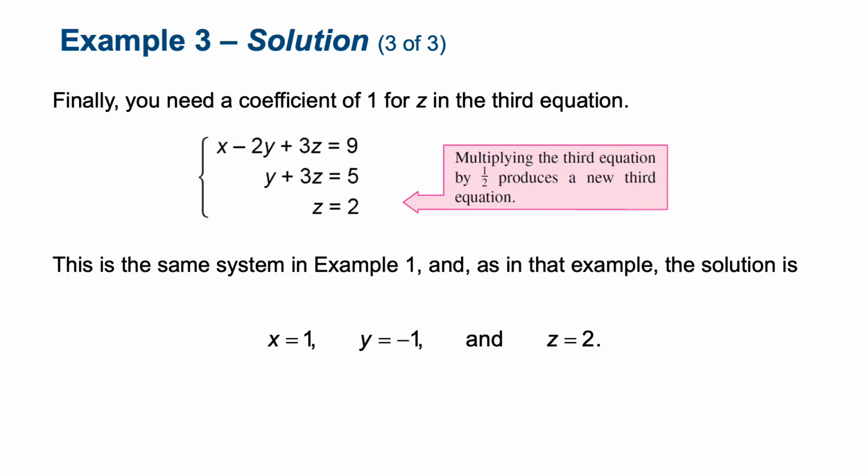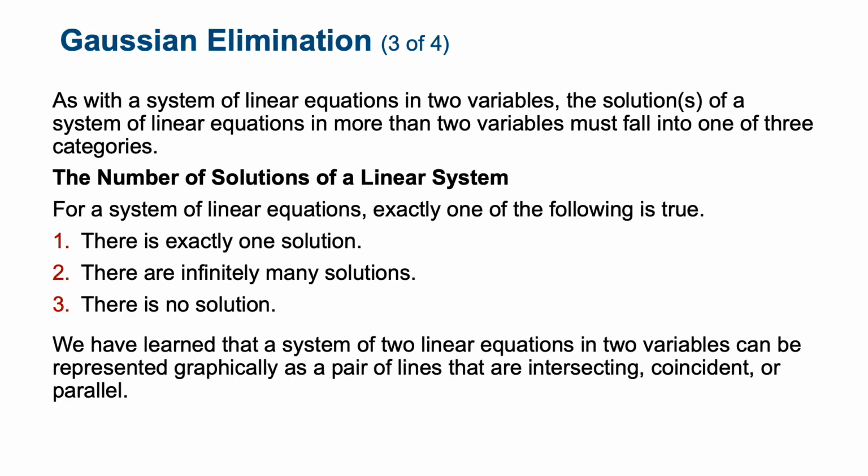Now we want a coefficient of 1 for z, so we divide by 2 or multiply by 1/2, same thing. And then this is it. We have our example 1 system, the same thing. So that's where we get 1, negative 1, and 2.